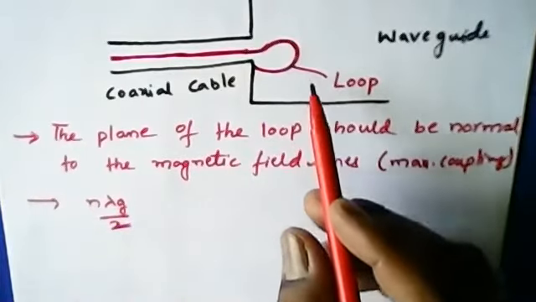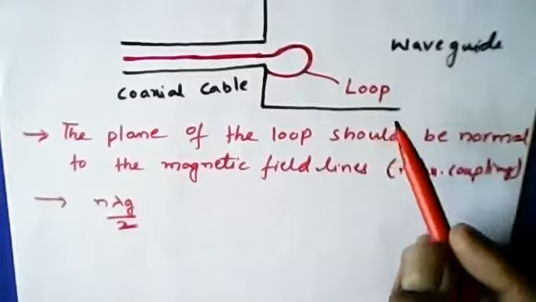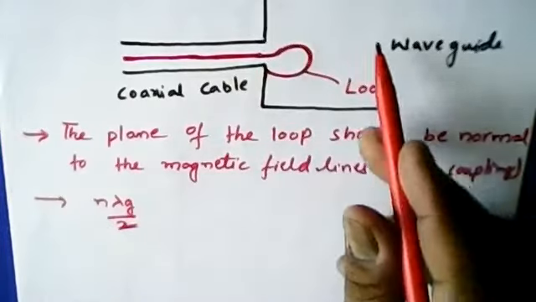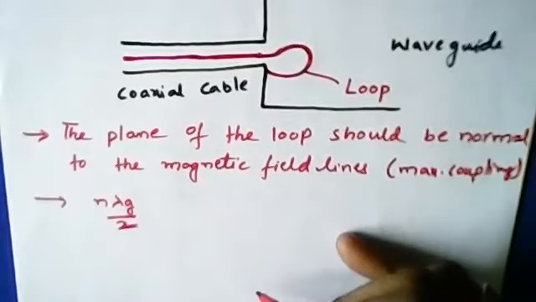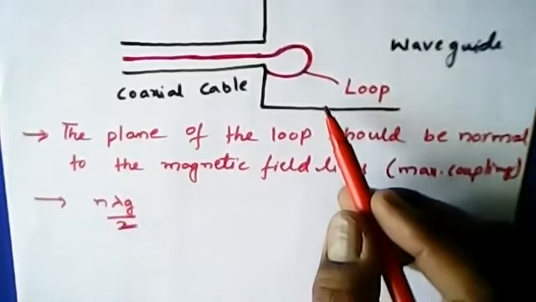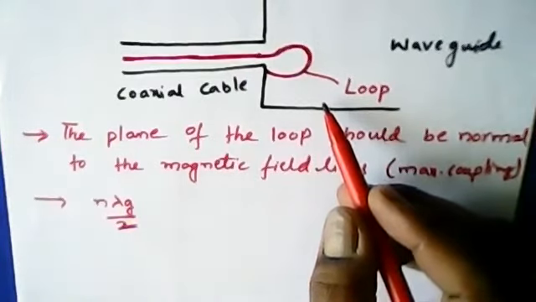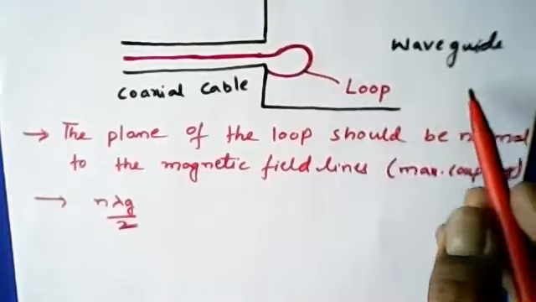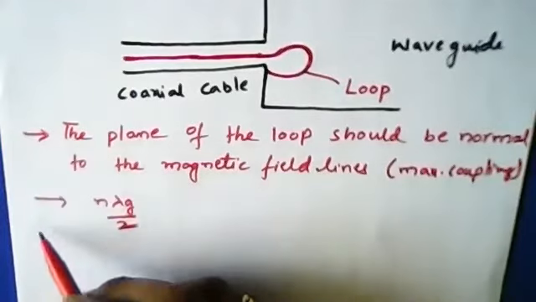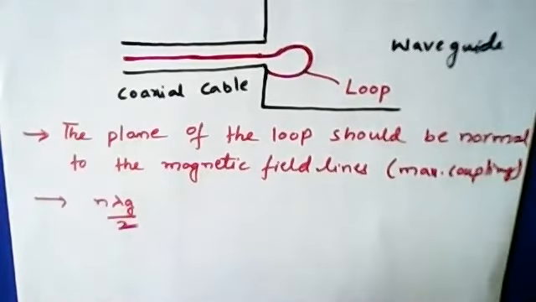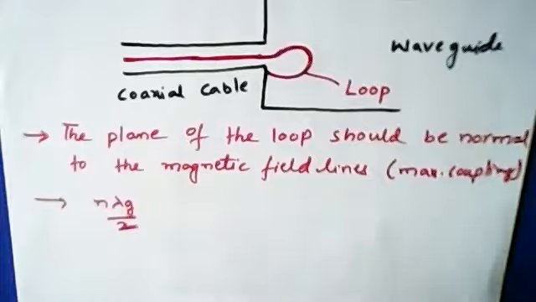So the loop size, the loop thickness and the placement of the loop should all fulfill the conditions that are being maintained. Only then does the maximum coupling take place, and all the signals will be easily transmitted to the required level. We can attain the maximum transmission or reception if the loop fulfills the conditions maintained here. So these are all the conditions of the loop.